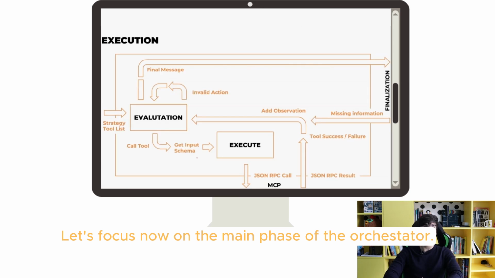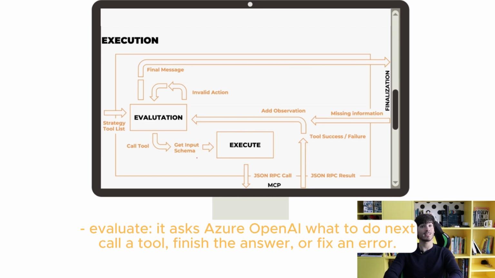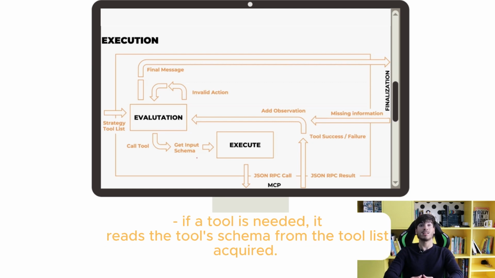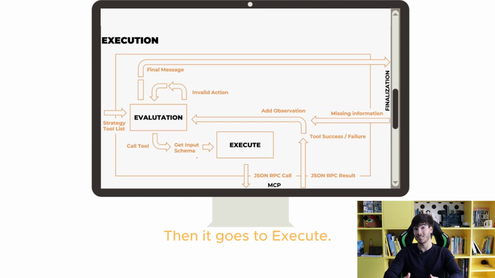Let's focus now on the main phase of the orchestrator. Execution runs in a multiple-step loop that follows this pattern. Evaluate: it asks Azure OpenAI what to do next: call a tool, finish the answer, or fix an error. If a tool is needed, it reads the tool schema from the acquired tool list. This shows the exact input names and types, plus a how-to-use description. Then it goes to execute.